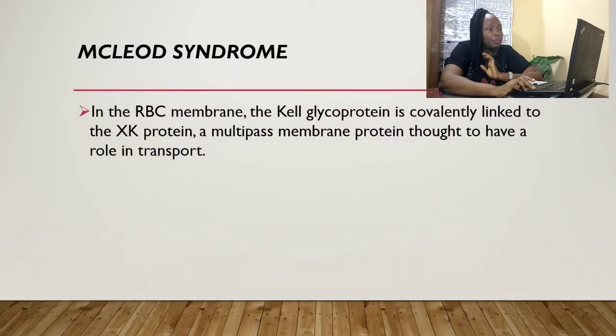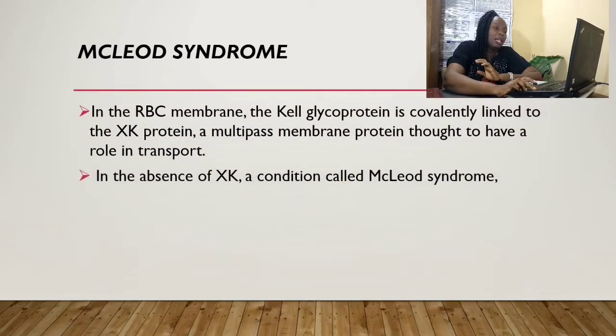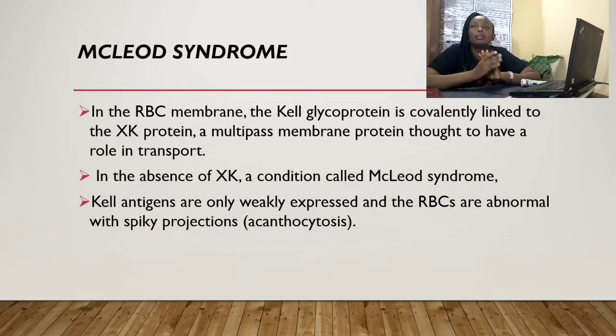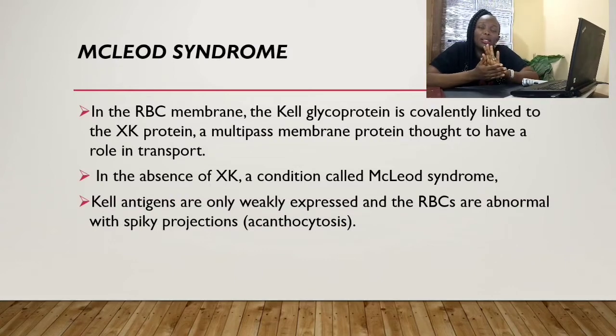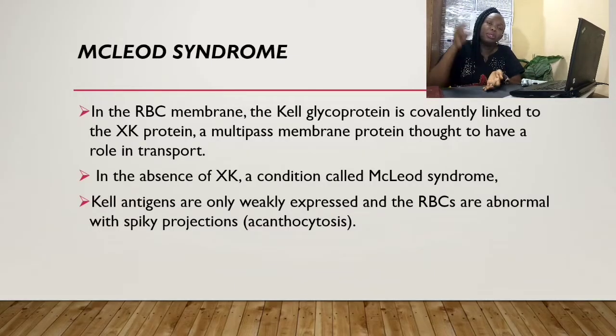Okay? There's McLeod syndrome. Like I said earlier, in the red blood cell, the Kell glycoprotein is covalently linked to the XK protein. This XK protein is a multi-pass transmembrane protein that traverses the red blood cell membrane 10 times. And one of the functions of this XK protein is to anchor the Kell antigen onto the surface of the red blood cell.